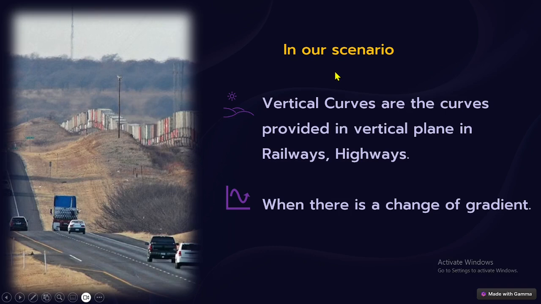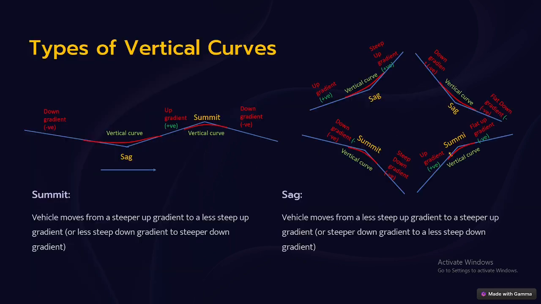In our scenario, vertical curves are the curves which are provided in a vertical plane. They are provided in railway tracks as well as in highways and roads, for smooth negotiation at the point where there is a change of gradient. Coming to the types of vertical curves, we have two types: one is summit, the other one is sag.